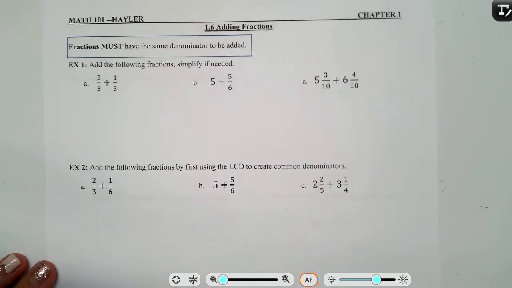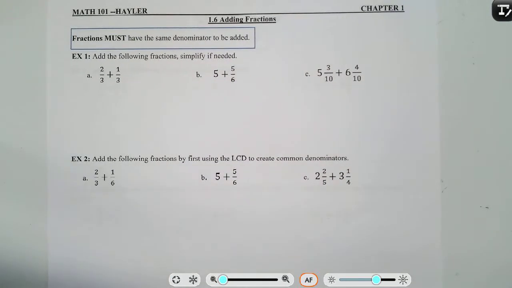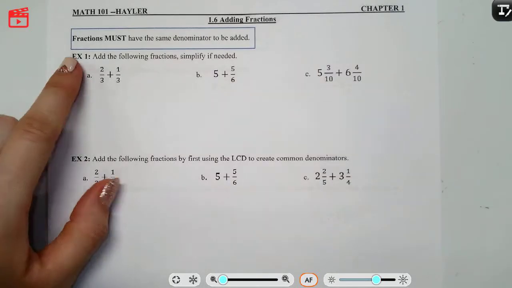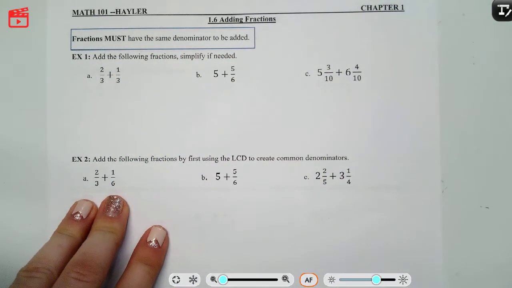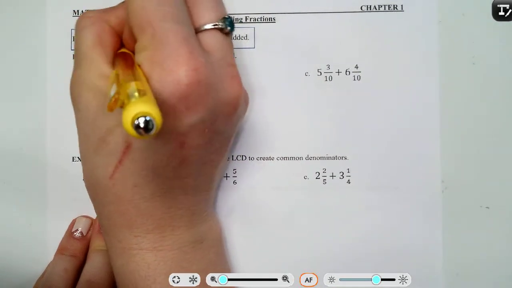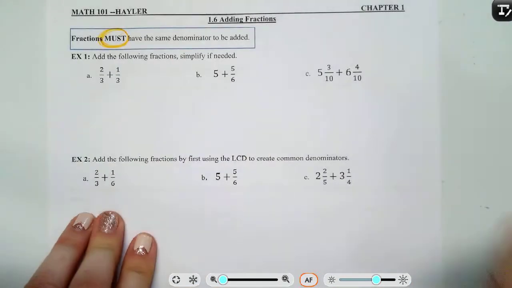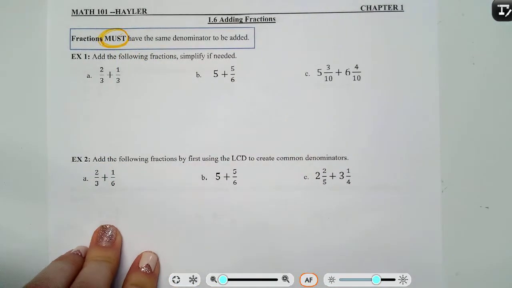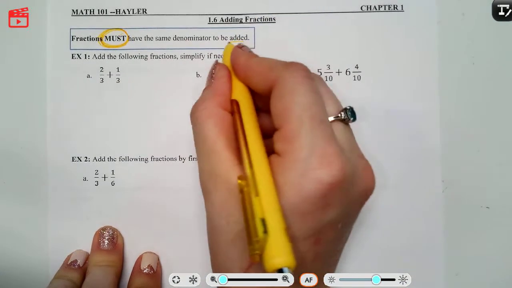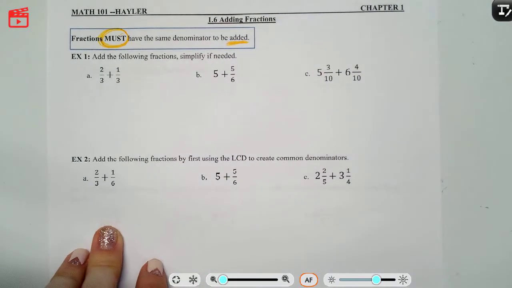Okay, starting to get a bit more work going on these problems. 1.6. All right, so adding fractions. So we're still focusing here on fractions. Okay, so fractions must have the same denominator to be added. They must. I repeat, this is a big must. That's why it has been capitalized, and I will circle it a few times because that's important. All right, please go ahead and circle that. Tell yourself, fractions must have the same denominator to be what? Added. All right. Okay, so add the following fractions. Simplify if needed.